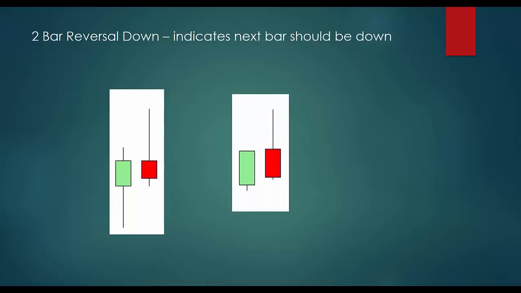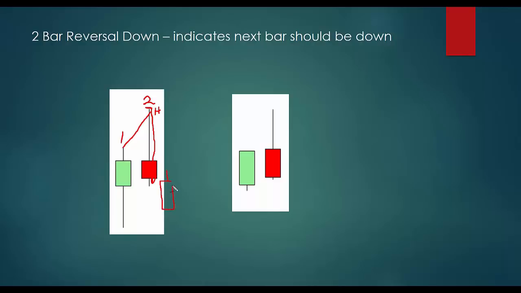In addition to the two bar reversal up, you have a two bar reversal down. And you can see in this case, this is bar one, this is bar two. And it's pretty much the same, except this bar is higher than the previous bar. And that's what makes it the two bar reversal down. So if you connect the highs, you can see they're going up, but as that high was made here, sellers came in and they took it straight back down, closed on the low. That means that the next bar should be lower, okay?